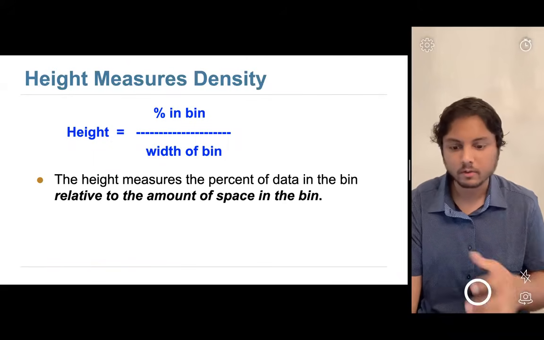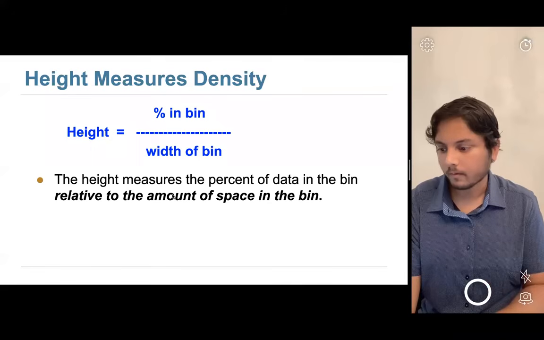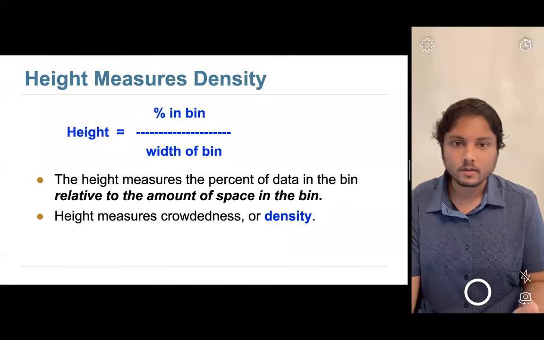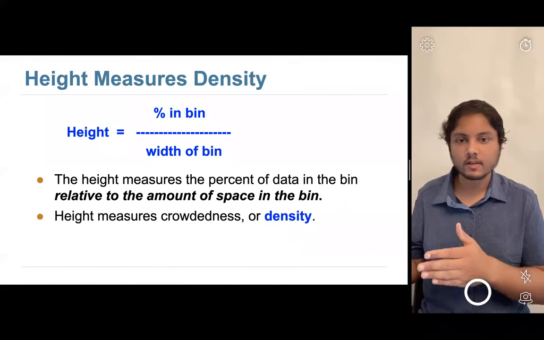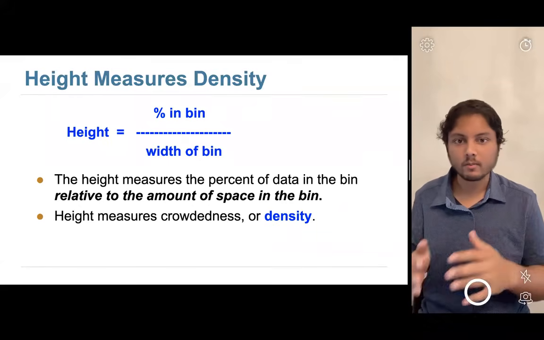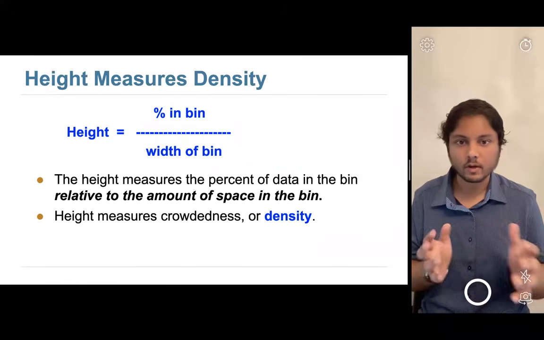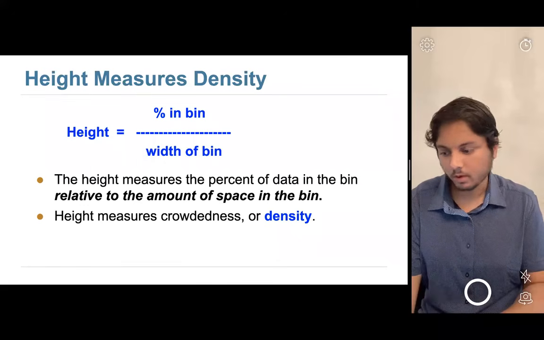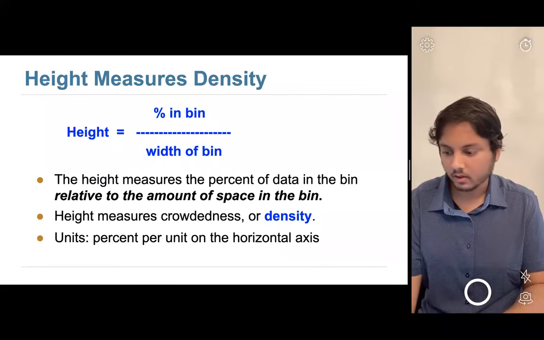Are there a lot of people for a given width or not? So it's basically relative to the amount of space in the bin. If you have two bins of the same width, and one's taller than the other, that means that one has a lot more individuals per some unit of space compared to the other one. This is why we say height measures crowdedness, essentially.